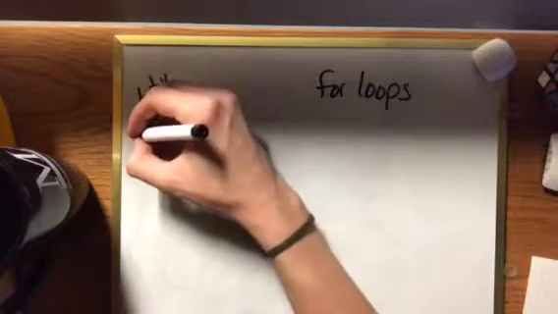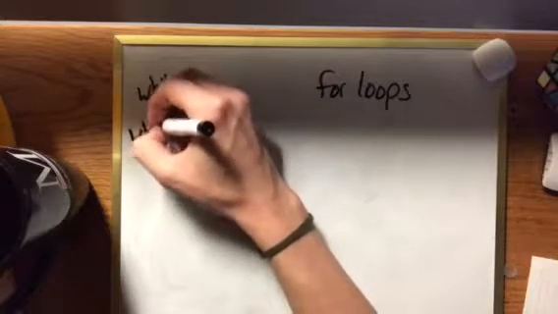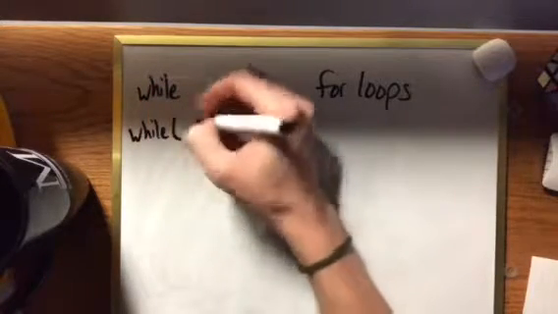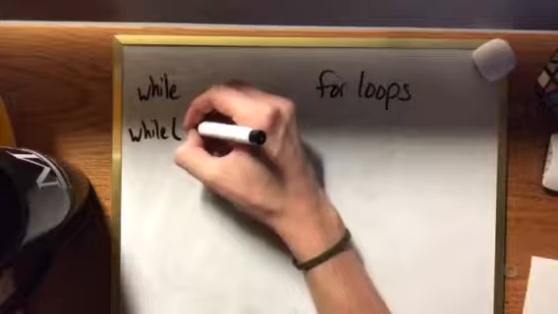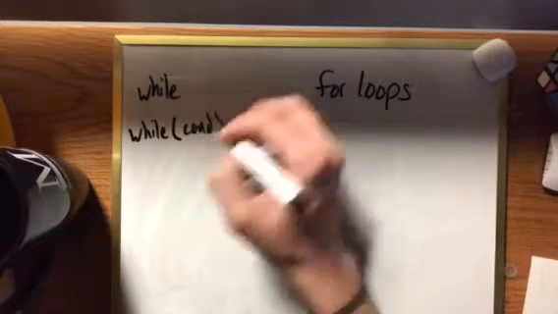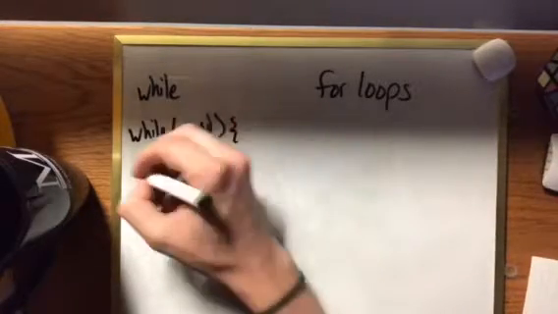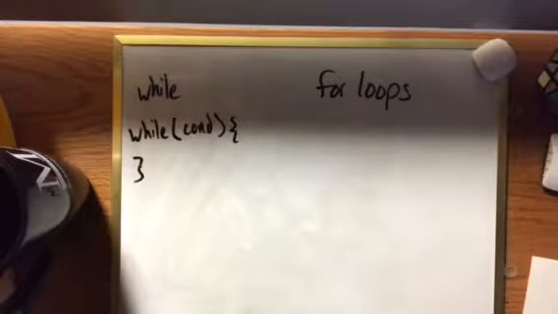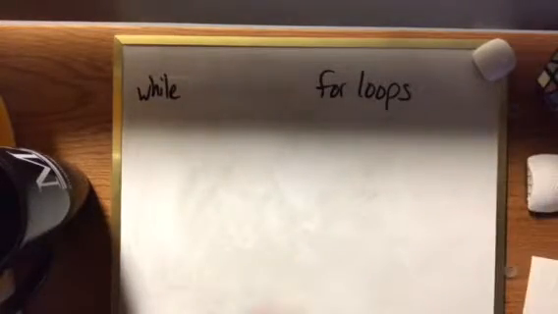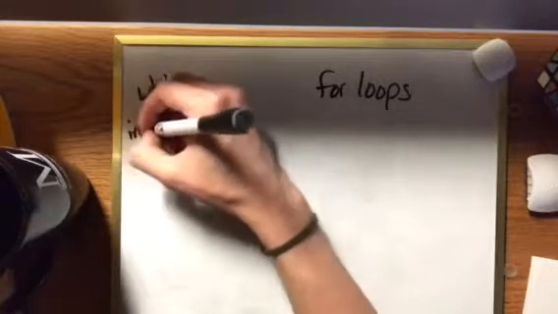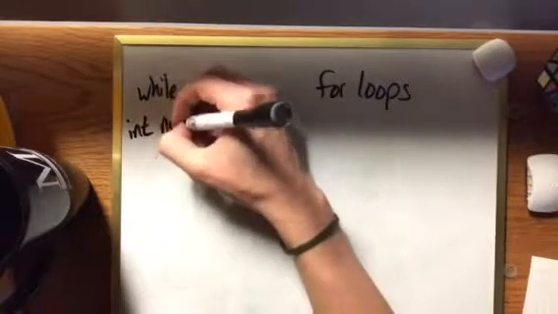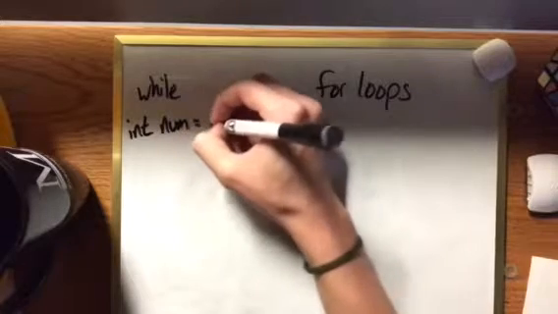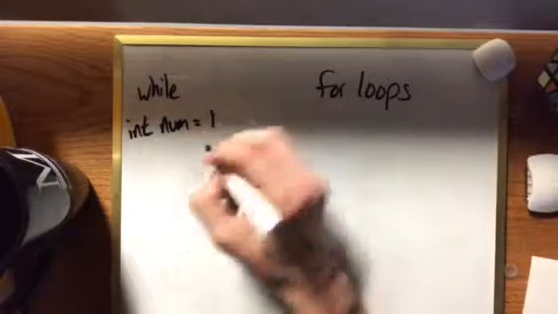The syntax for a while loop is just while some condition, so your condition, and then you'll do stuff in the middle. And then we'll keep running through that. So we're going to go through an example real quick of a while loop. We're going to declare some sort of number that will serve as our iteration. So say that is equal to 1.